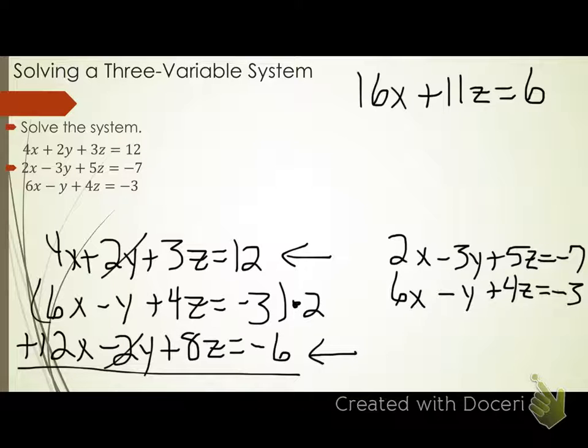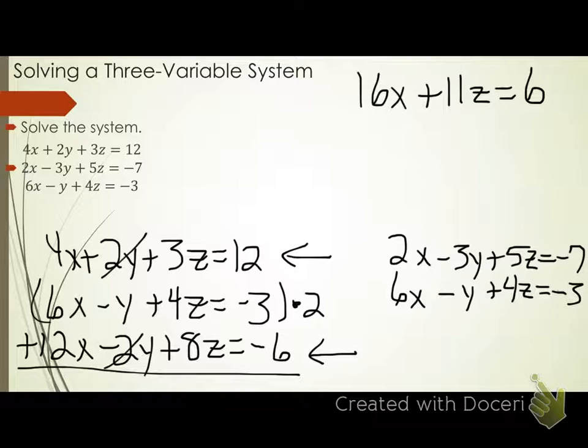Now I'm trying to eliminate y again, so that way I get two equations that have the two same variables. Up here I have x and z. So I want to eliminate y, so I have another equation with x and z in it. So what do I need to do to one or both of these equations? I want the same number in front of my y variable.